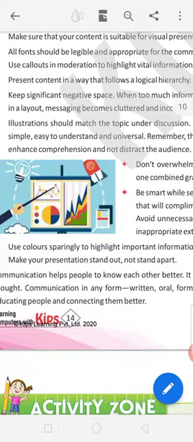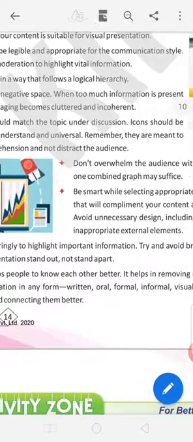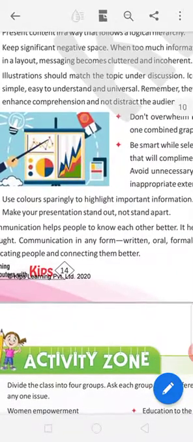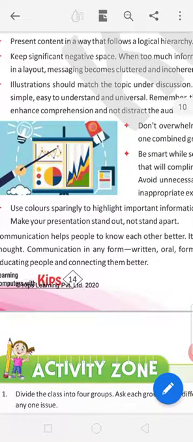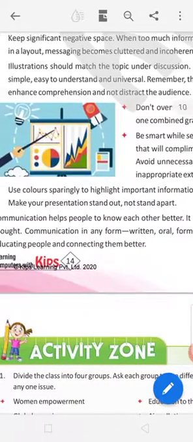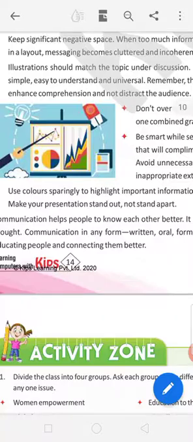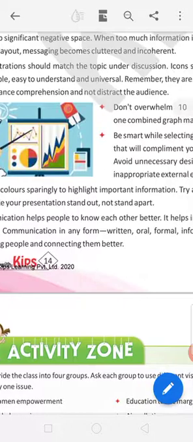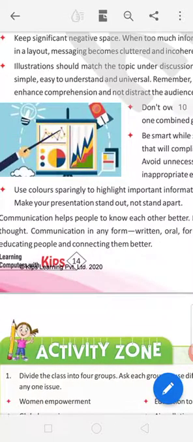Keep significant negative space. When too much information is present in a layout, messaging becomes cluttered and incoherent. Illustrations should match the topic under discussion. Icons should be simple, easy to understand, and universal. Remember, they are meant to enhance comprehension and not distract the audience. No need to make so many icons. If we have so many icons, then our mind is going to be disturbed. We can't understand anything.